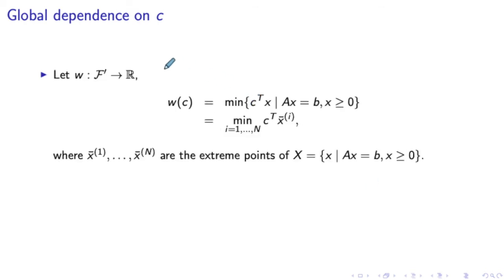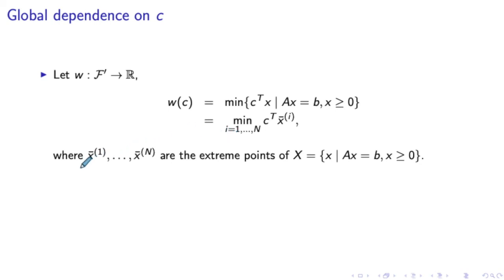So then we define the objective value function as a function from the set F prime to R, given by the minimum of c transposed x, subject to our constraints here. And in this case, we vary c, the vector of the objective function coefficients. And of course, we have the non-negativity constraints, meaning that our feasible set doesn't contain a line. So this implies that our feasible set has extreme points, and the optimal objective value can be obtained by looking at all the extreme points and picking the one with the smallest objective.